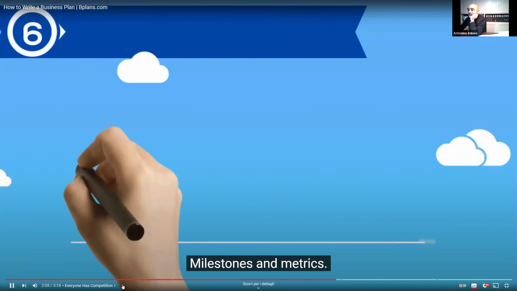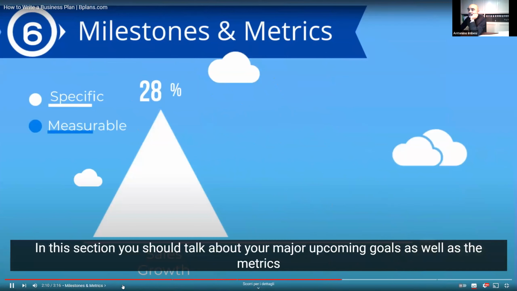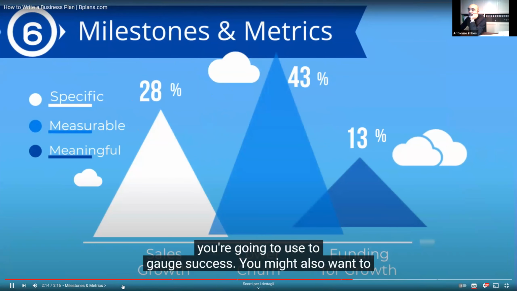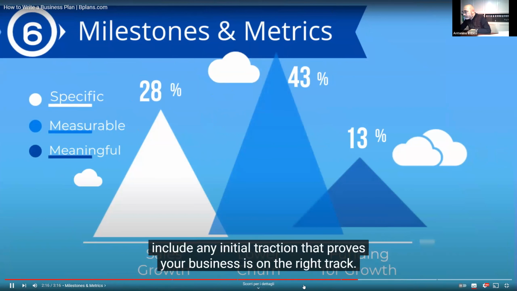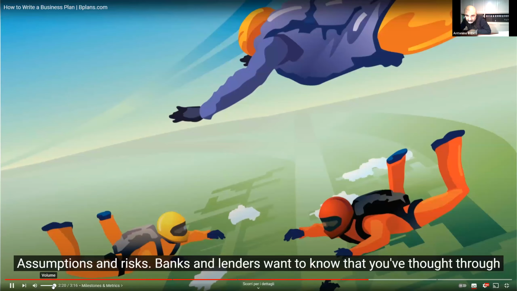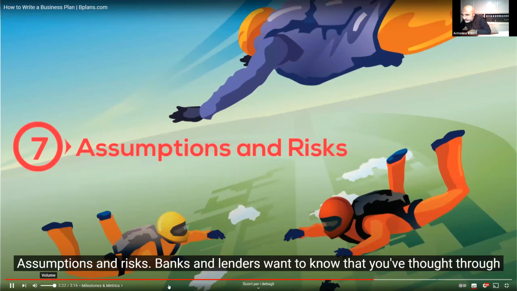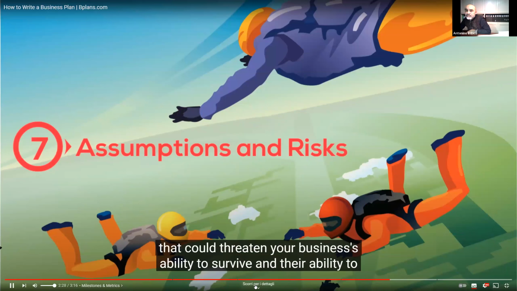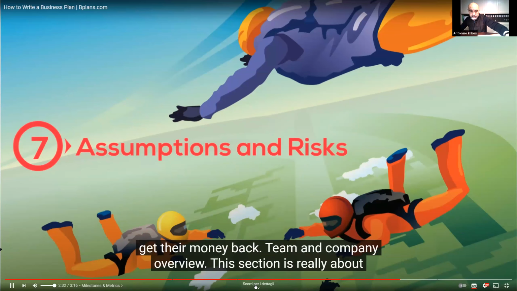Milestones and metrics. In this section, you should talk about your major upcoming goals, as well as the metrics you're going to use to gauge your success. You might also want to include any initial traction that proves your business is on the right track. Assumptions and risks. Banks and lenders want to know that you've thought through your plans for growth. They want to know that you have a plan to reduce the risks that could threaten your business's ability to survive and their ability to get their money back.